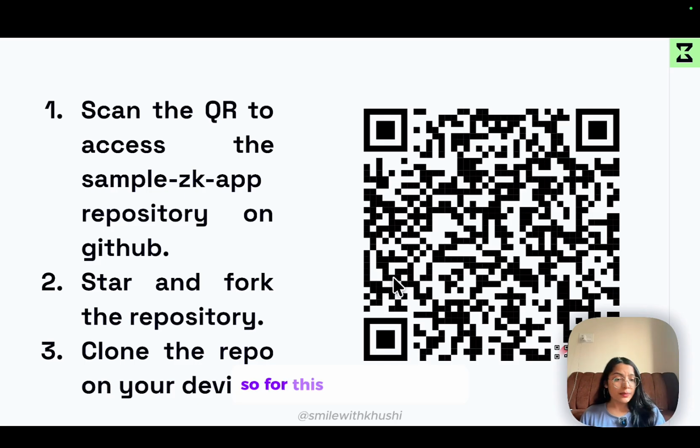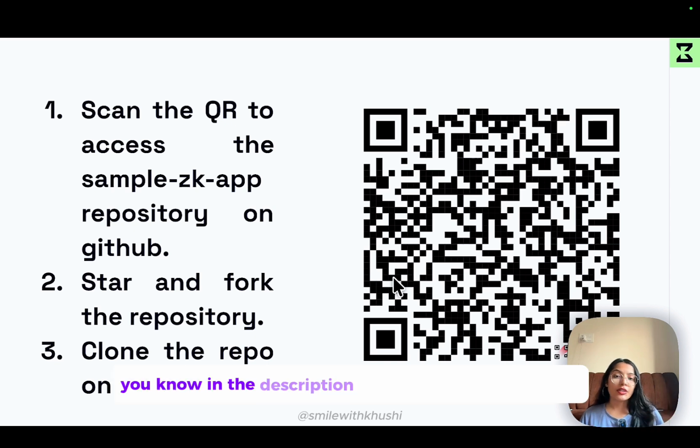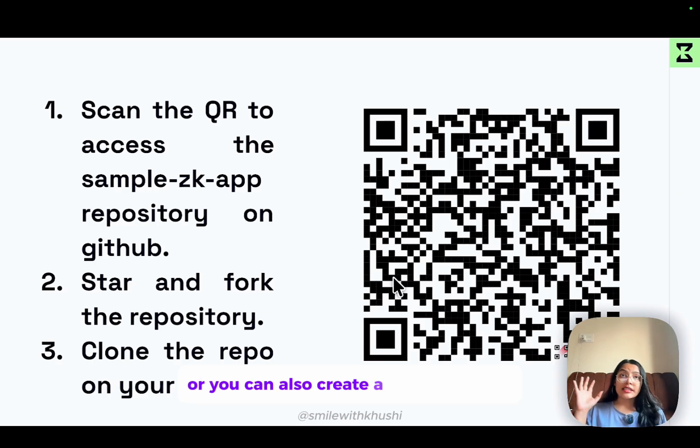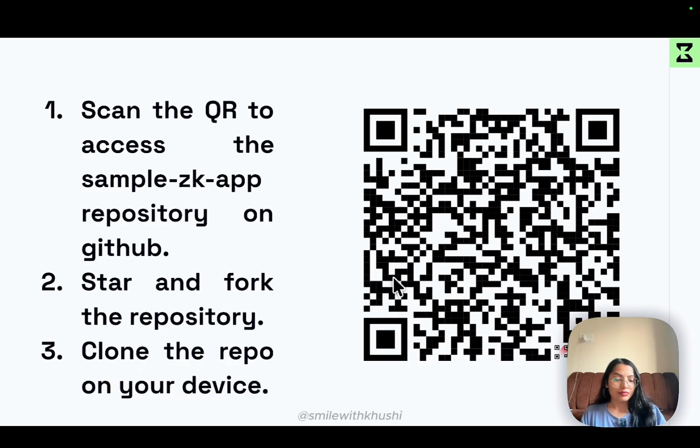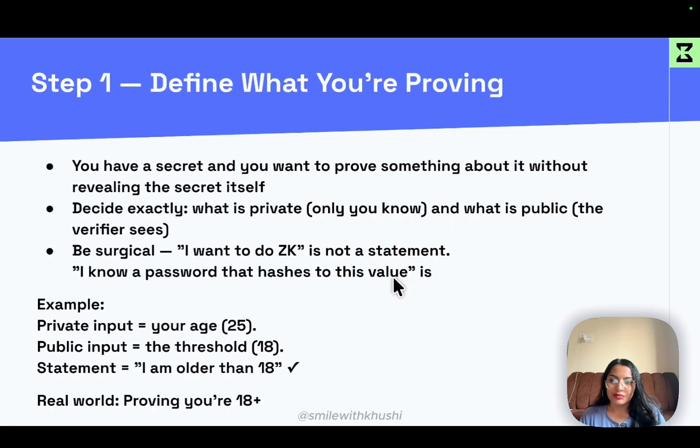For this particular video, I have created a boilerplate repository on GitHub. You can simply scan this QR code or check out the link in the description of this video to get started. Or you can also create a sample ZK app, or more like a Noir app, locally on your machine. But I'll let you know everything in this video as we proceed.